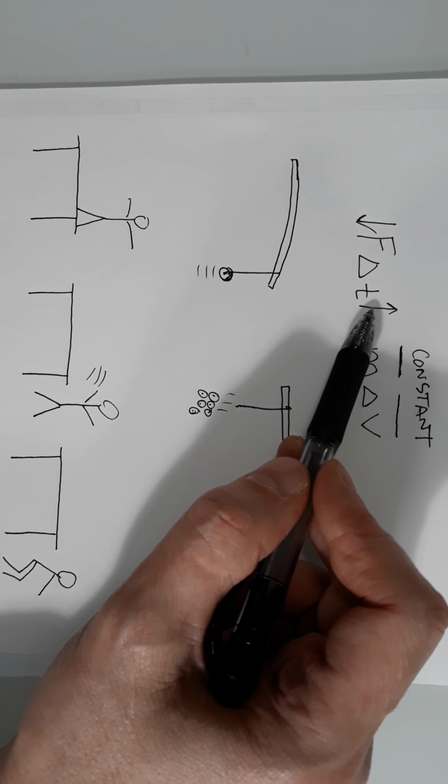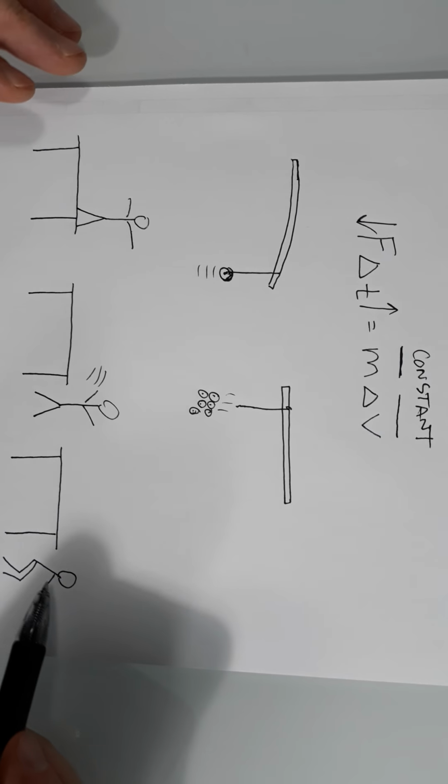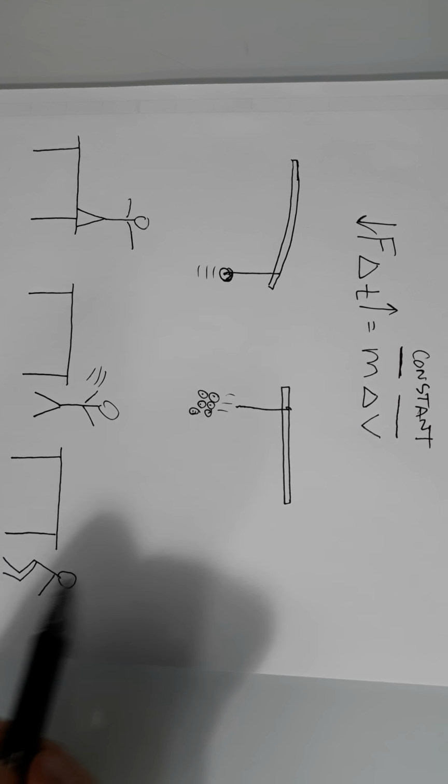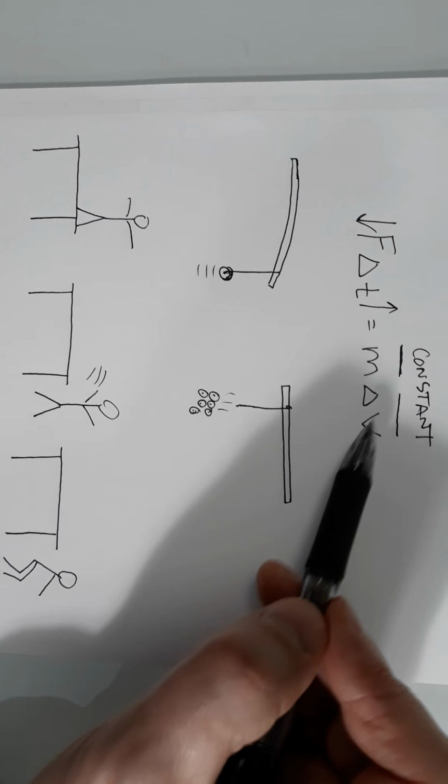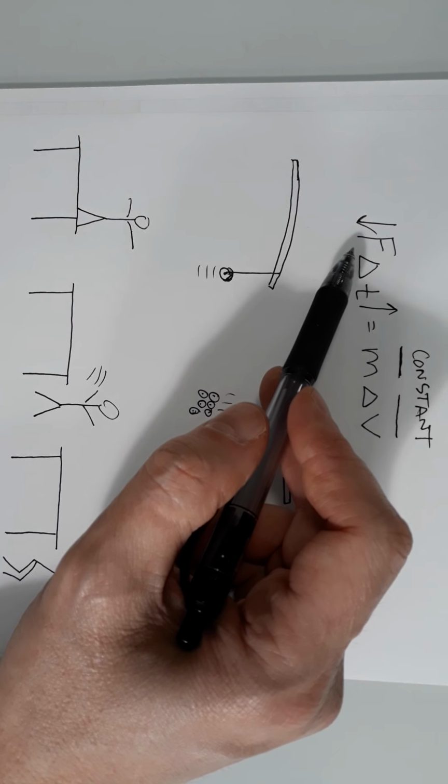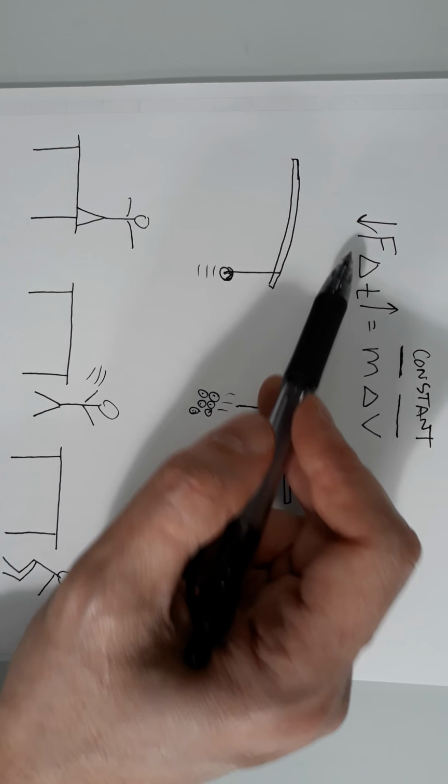But what you can do is, on the other side of the equation, you have a lot of room to play. And so if you can increase the amount of time, which you're doing by bending your knees and bending your hips, the amount of time that it takes for you to make that momentum change, then that will reduce the amount of force. And the opposite is true also.